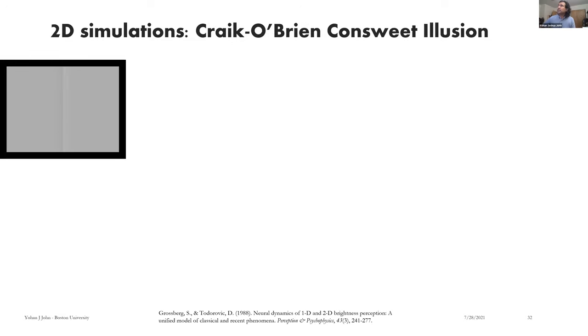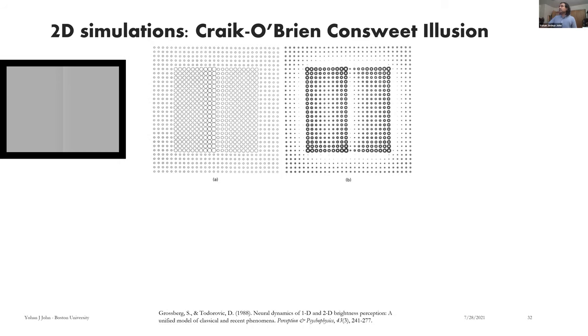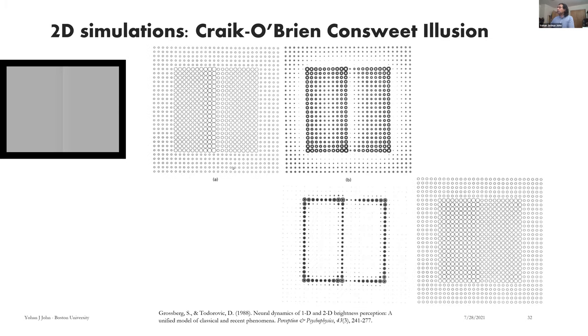They also did 2D simulations, which I really like the way these simulations look. They have this retro kind of quality. So that's the Craig O'Brien with the boundary. And you see first, on the top, that's the boundary that's being computed. Sorry, the lower here, C is the boundary. On top is the feature. And then what you get, that's the percept, is B and fills in C.